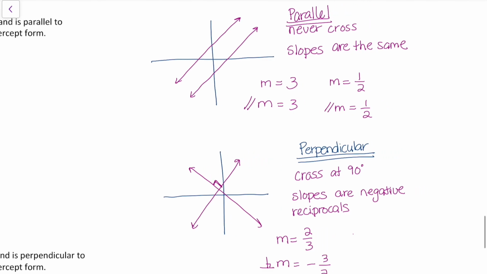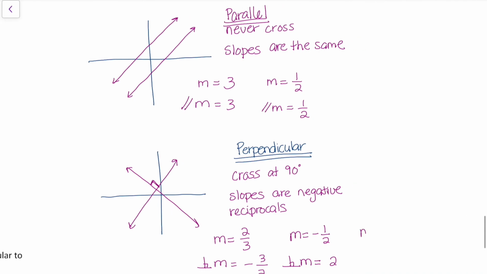If I have a slope of negative half, the perpendicular slope is going to be positive, because the first one was negative, 2 over 1, or just 2. Let's do another one. If the slope is negative 3, then the perpendicular slope is going to be positive 1 over 3. So the number is flipped upside down and the sign is the opposite.